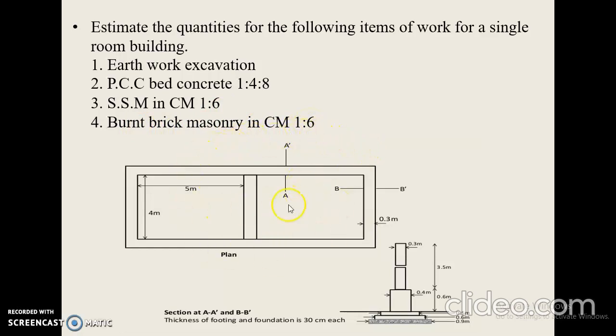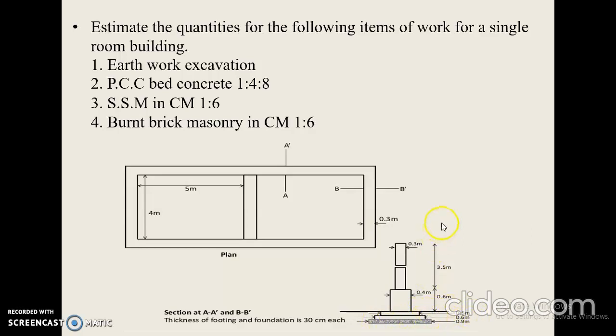There are two rooms, and each room has a dimension of 5 meter horizontally and 4 meter vertically. In the section given here, the wall thickness is 0.3 meter and the basement or plinth width is 0.4 meter. Below the ground level there are two footings: the first footing has a width of 0.6 meter, and the second footing has a width of 0.5 meter.